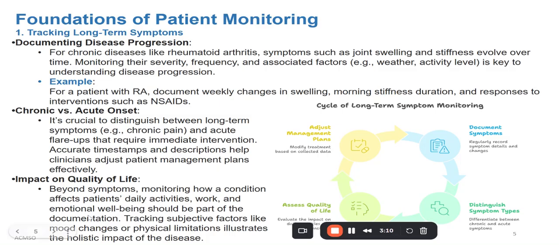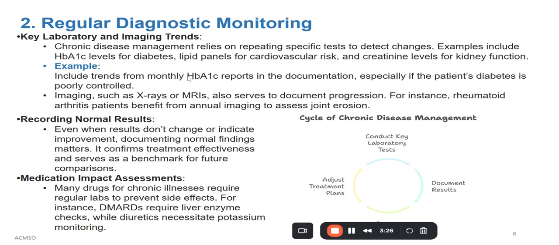Recording normal results, even when results don't change or indicate improvement. Documenting normal findings matters. It confirms treatment effectiveness and serves as a benchmark for future comparisons. Medication impact assessments. Many drugs for chronic illnesses require regular labs to prevent side effects. For instance, DMARDs, disease-modifying anti-rheumatic drugs, require liver enzyme checks, while diuretics necessitate potassium monitoring. And here is a diagram of the cycle of chronic disease management.